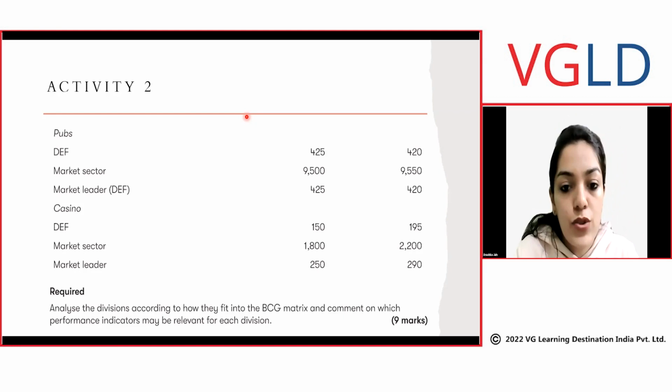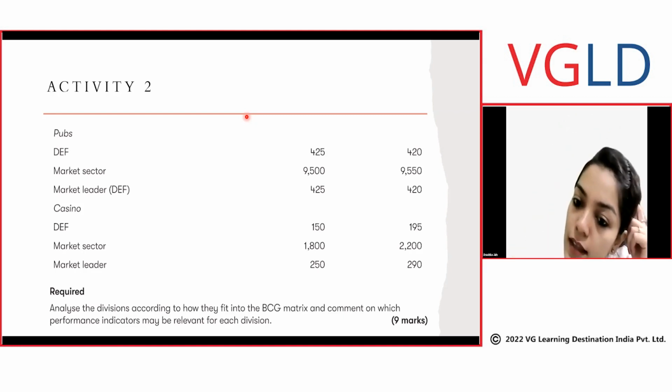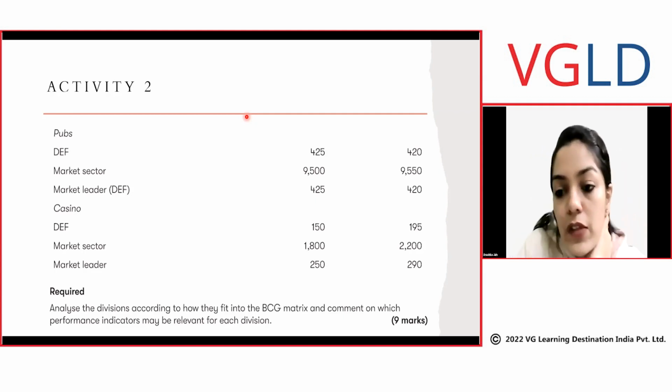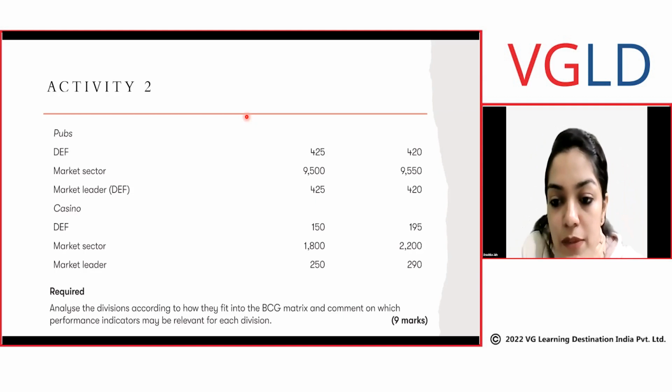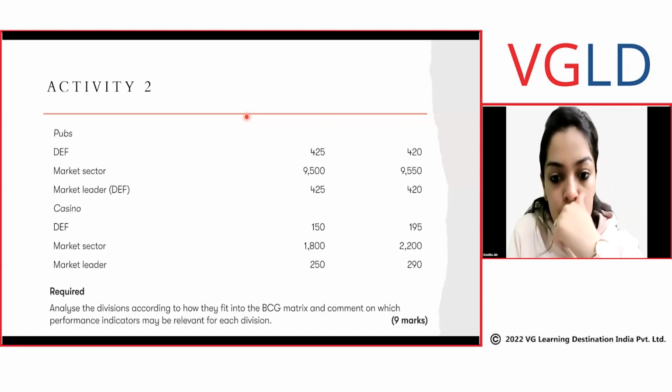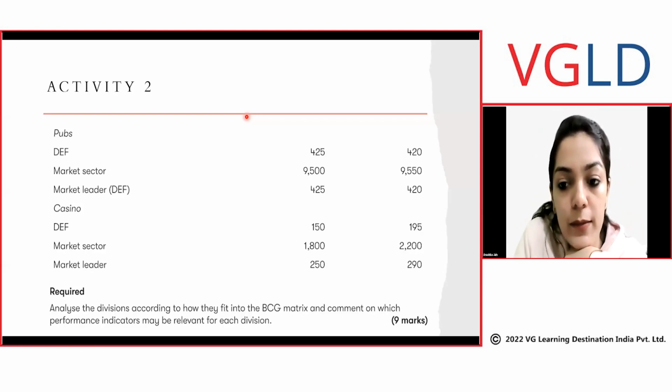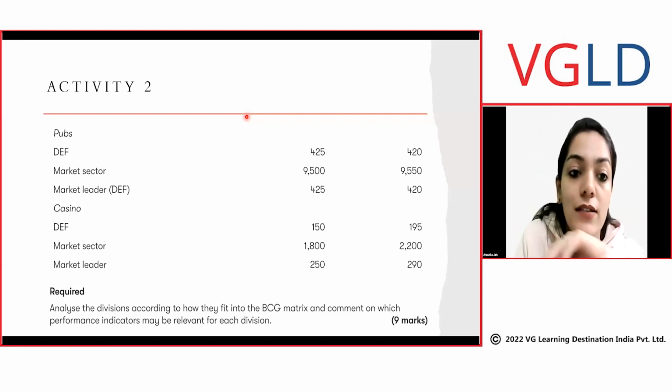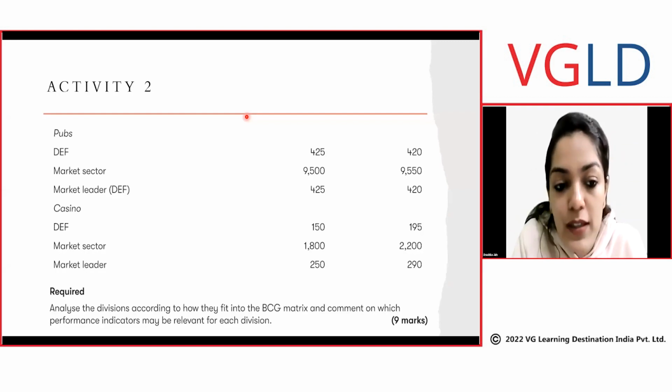Shaldia says restaurants, low market share, low market growth. Pubs, cash cow. How have you classified restaurant, Shaldia? I can't see it. Pubs you have classified as cash cow, okay. And casinos as stars, okay. Try to improve your answer, Shaldia. Like, what could be the performance indicators we discussed in the previous slide? For low growth market, what it should be, like that. Try.